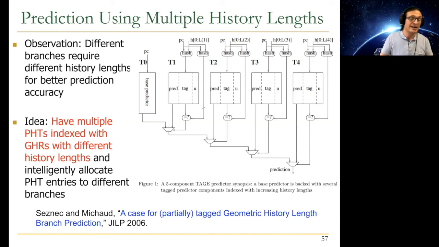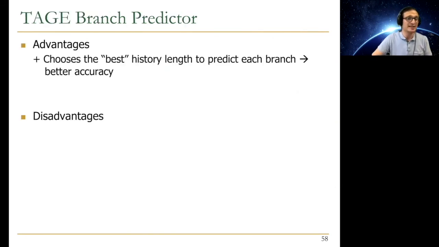And it's actually a very nice idea. That way you can use the history length that fits the branch, if you will. And this turned out to be a very strongly accurate predictor compared to other hybrid predictors. And a variant of this is actually used in many processors. Not exactly this, clearly. But let me give you the advantage and disadvantage of this.